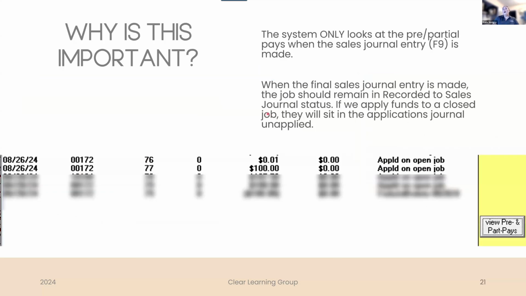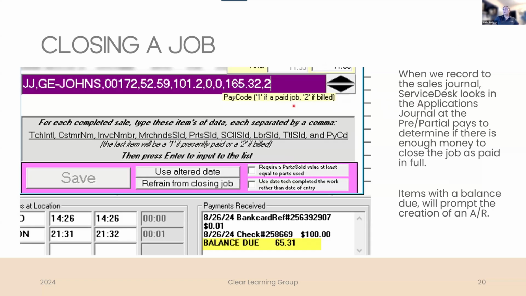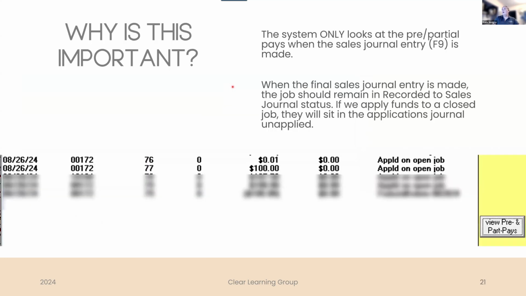So again, why is this important? Well, this is where I've seen customers kind of get messed up a little bit: the system is only looking in this applications journal when the sales journal entry is made. So the only time it's looking here to determine whether or not there's money to apply to this sale is at the point that we make this entry into F9.